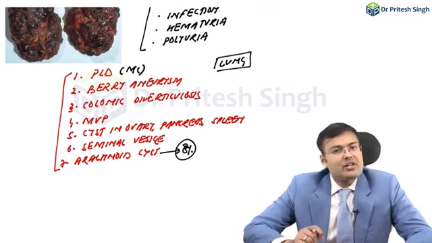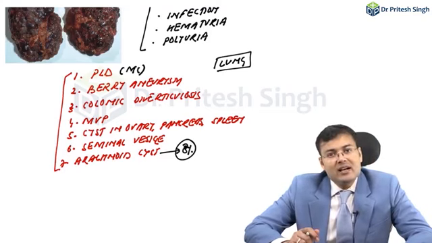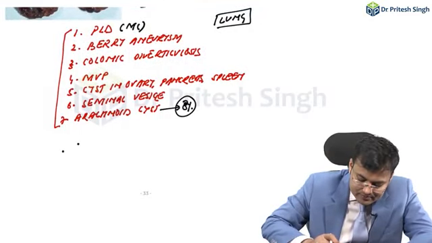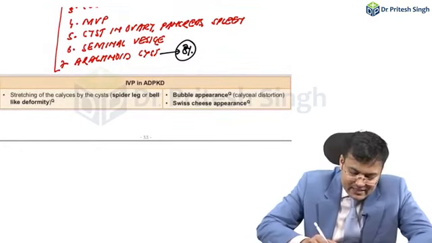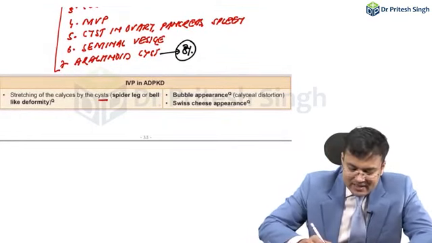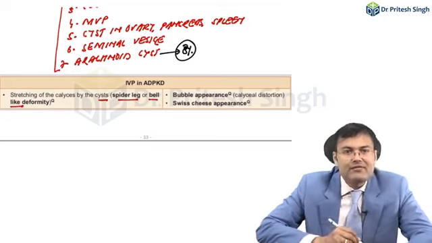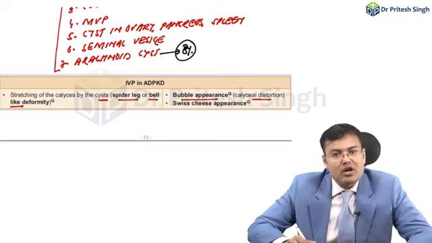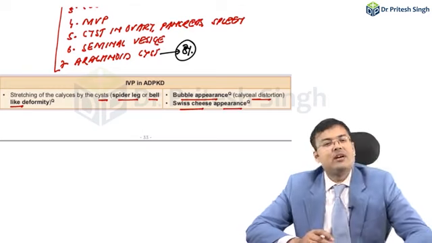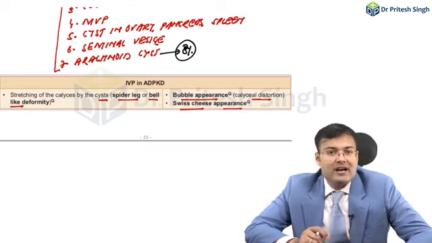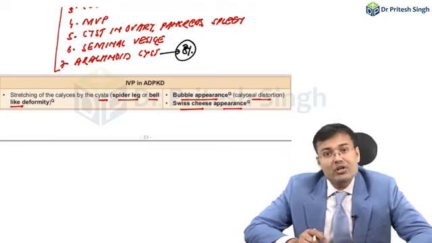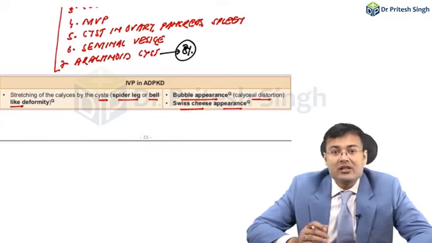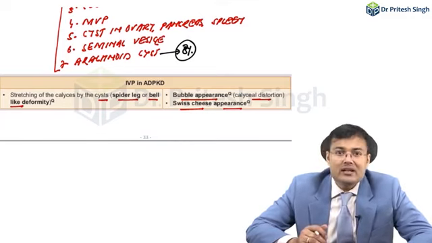After that, what is the investigation of choice for diagnosis? It is CECT. There are certain important signs which are seen on IVP. On IVP, there is stretching of calyces by cysts, and this stretching of calyces by cysts is known as spider leg or bell like deformity, or spider leg appearance. There is bubble appearance because of calyceal distortion, and there is Swiss cheese appearance. Now, ultimately, these patients are going to develop renal failure. So, what is the treatment of choice? It's renal transplantation.